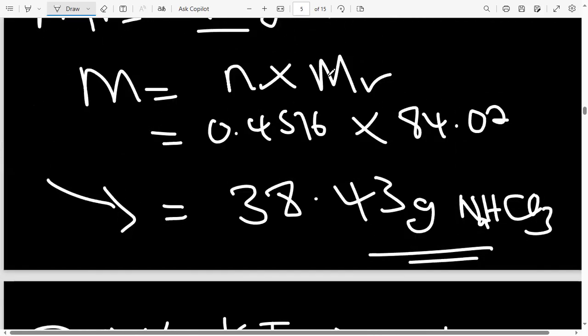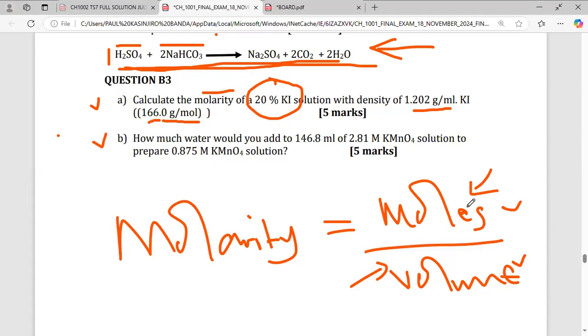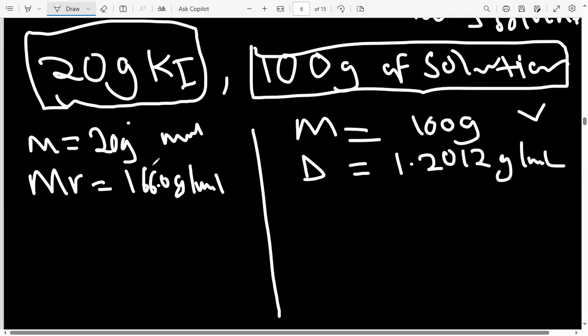Where was that formula that I wrote? Oh, I wrote it on the first page here. This one's here. We're just going to put the volume there, and we'll be able to find our molarity. Okay, so now let's find the moles.